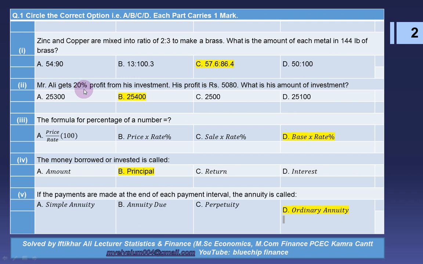Mr. Ali gets 20% profit from his investment. His profit is rupees 5080. What is his amount of investment? So the correct option is 25400. The formula for percentage of a number is equal to base multiplied by rate. The money borrowed or invested is called principal. If the payments are made at the end of each payment interval, the annuity is called an ordinary annuity.